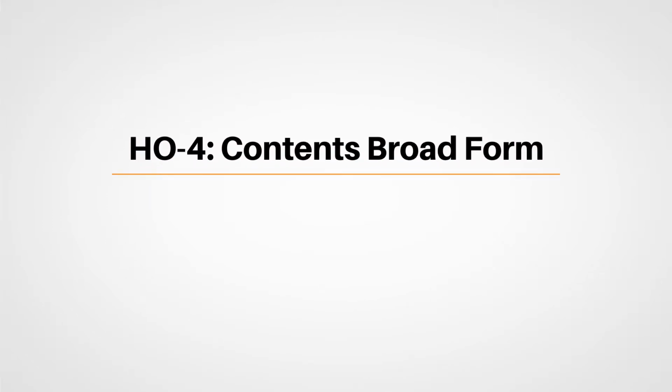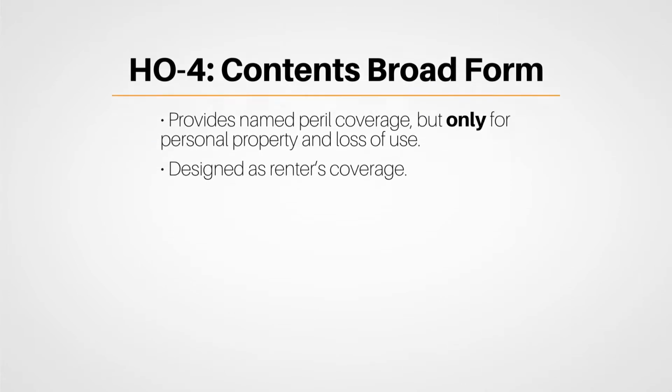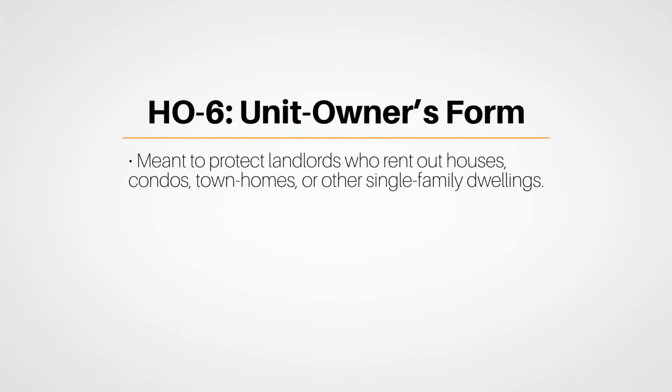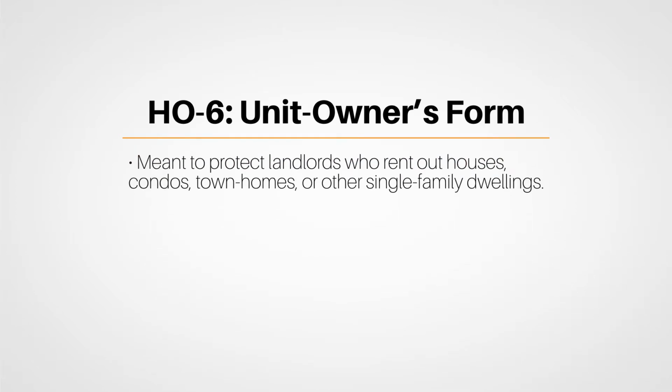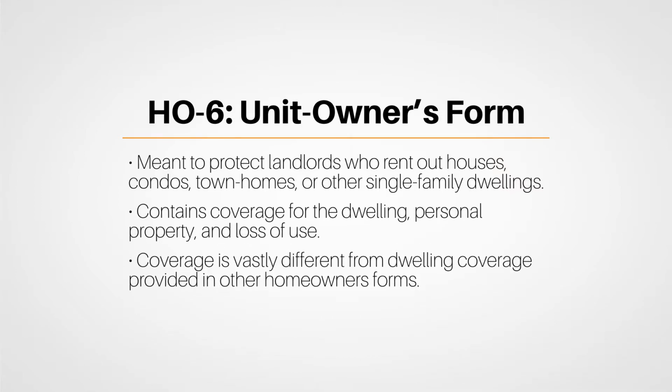The HO4 or contents broad form is significantly different from the other forms. It provides named peril coverage, but only for personal property and loss of use. This form is designed as renter's coverage. The HO6 or unit owner's form is meant to protect landlords who rent out houses, condos, townhomes, or other single-family dwellings. This policy form contains coverage for the dwelling, personal property, and loss of use. However, the coverage for the dwelling is vastly different from dwelling coverage provided in other homeowners forms.